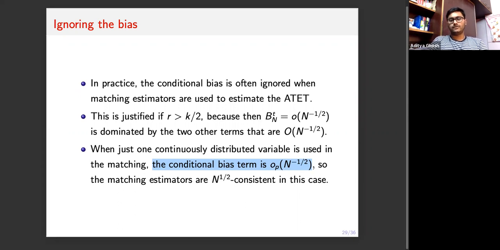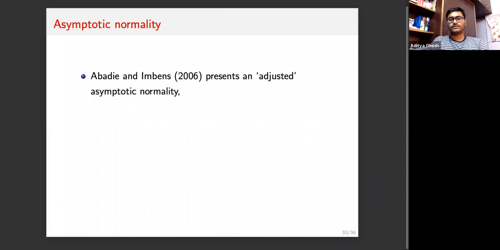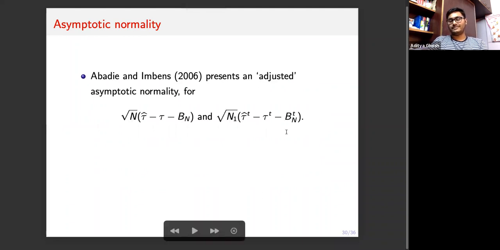And okay, next, finally, let us talk about the asymptotic normality. So as I said, it is very hard to control the bias. So what Abadie and Imbens did, they presented an adjusted CLT, an adjusted asymptotic normality. This just subtracted the bias, and they considered these two quantities. And obviously, if you just subtract the bias, then the rest, they are well behaved, and you can apply standard methods, and then you can of course get an asymptotic normality.